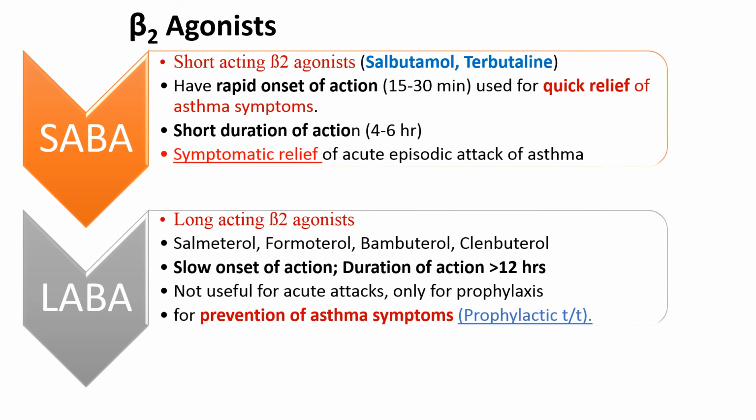Mostly we combine these long-acting beta-2 agonistic drugs with inhalational corticosteroids. Among short-acting beta-2 agonists, we have drugs such as salbutamol and terbutaline. Among long-acting beta-2 agonists, we have drugs such as salmeterol, formoterol, bambuterol, and clenbuterol.